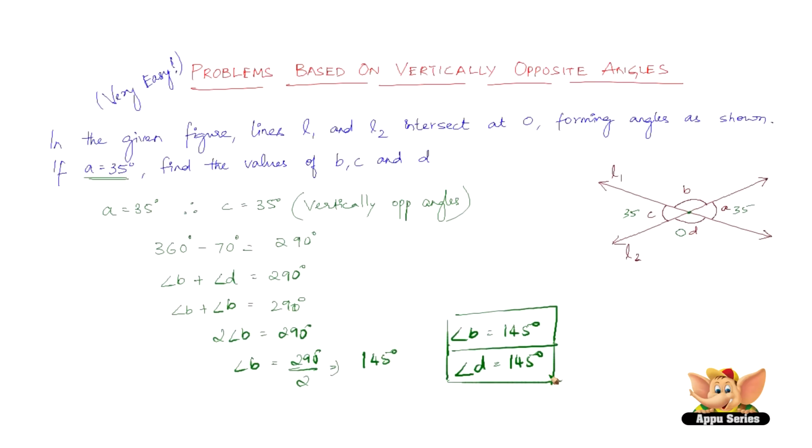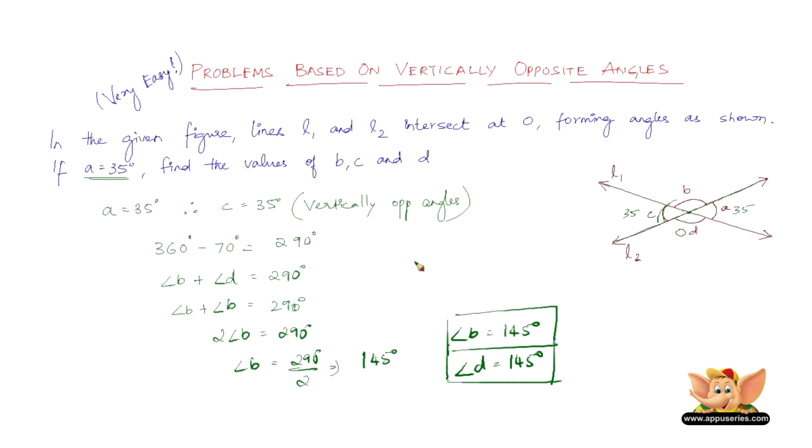One more way by which you can solve this problem, I'll just quickly tell it to you. Now, this is a straight line. You know what I'm coming to, right? This line OL1 lies on this line L2. So therefore, these two form a linear pair. So if this is 35, 35 plus this should be equal to 180. So you can do 180 minus 35 and get B. So you can do that, or you can do what I did just now.